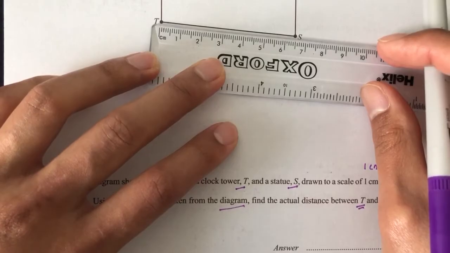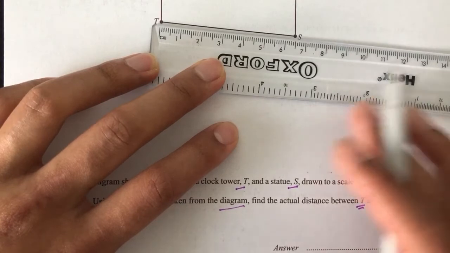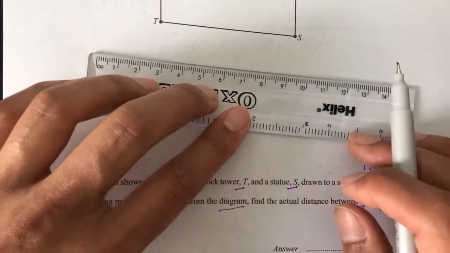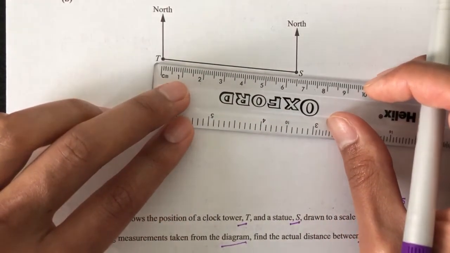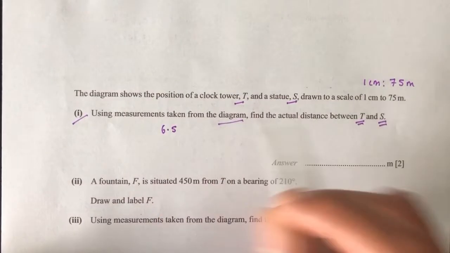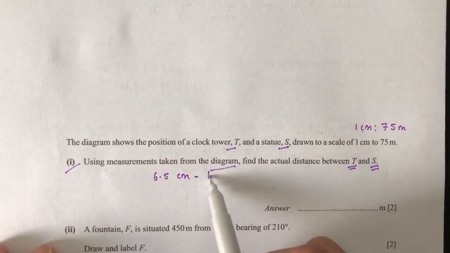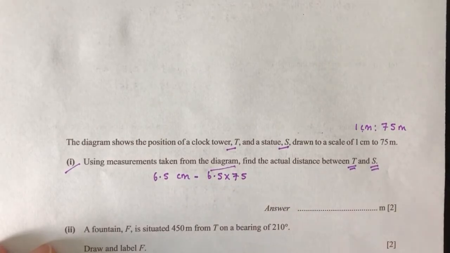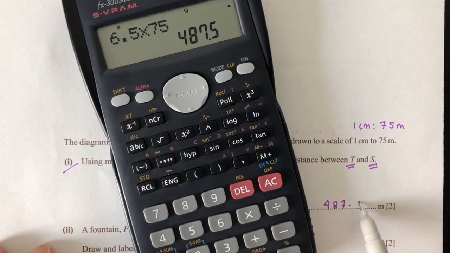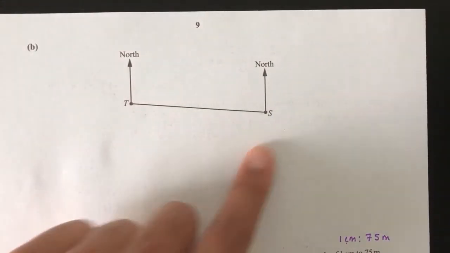So here I have 6.5. You may have 6 or 6.2 because my printing is actually zoomed in a little bit, so the reading will be different, but the method is good. You have to measure this one, T to S. For me I have 6.5. The scale is 1 centimeter to 75, so 6.5 centimeters will be 6.5 times 75. That will be 487.5 meters for me. But definitely your answer may be different depending on this measurement.